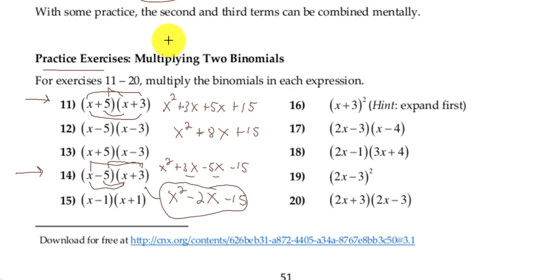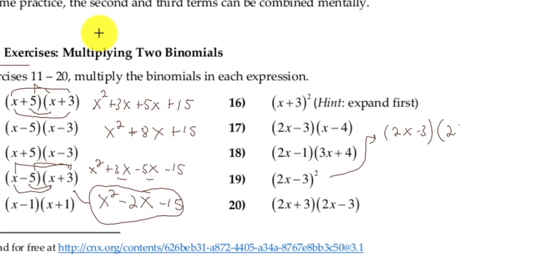If you look at this number 19, the 2x minus 3 squared is really the same thing as 2x minus 3 times 2x minus 3. It's repeated multiplication. This 2 means we multiply what's in parentheses by itself twice.